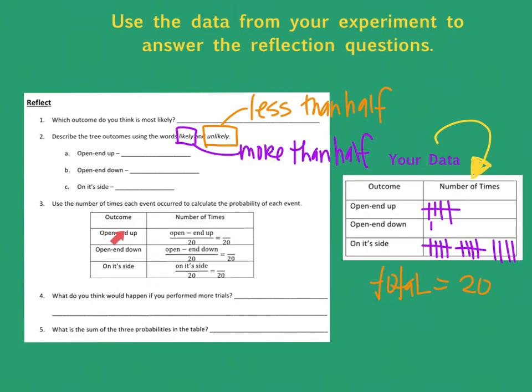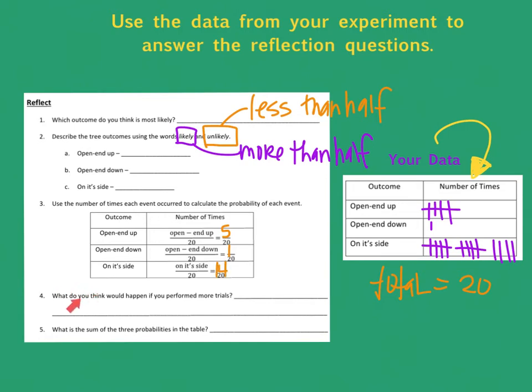Then all I'm simply doing is I'm looking for open end up. My table has open end up. I would just come over and count how many times it was. For my pretend experiment, I got a 5. So then I would just put 5 out of 20. Then I would do the same thing for open end down. On mine, I only had 1. So I would come over here and put a 1. And then for on its side, my last section for my fraction probability answer, I have 5, 10, and 4. That makes 14. So I would put 14 right there.